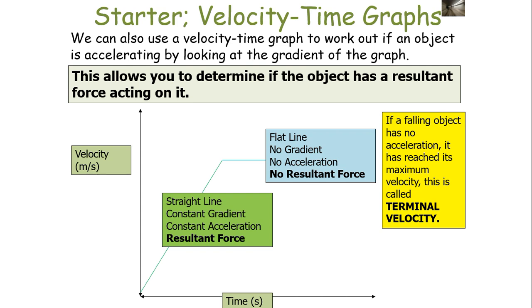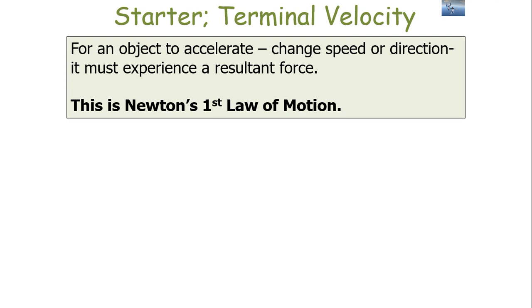Because if a falling object has no acceleration, it reaches the maximum possible velocity for when it is falling, we call that constant velocity the terminal velocity. So let's just clarify what we have learned so far. For an object to accelerate, which means to either change speed or change direction, it must experience a resultant force. We call that Newton's first law of motion.